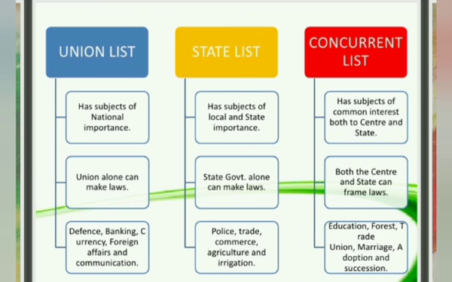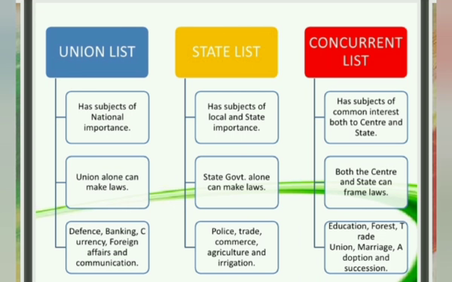First we see the union list. It has subjects of national importance. Union alone can make laws. What are the things included? Defense, banking, currency, foreign affairs and communication. We need a uniform policy on these matters throughout the country.